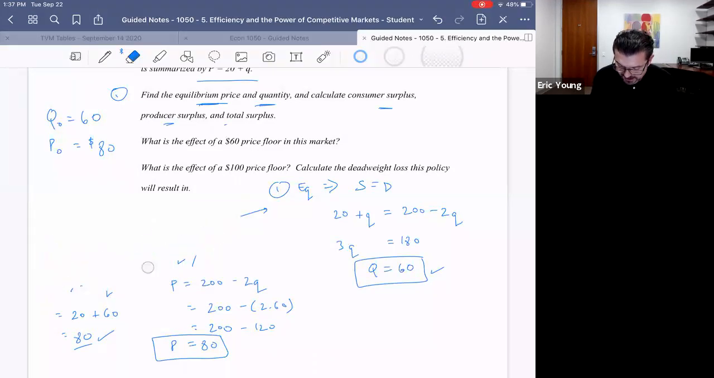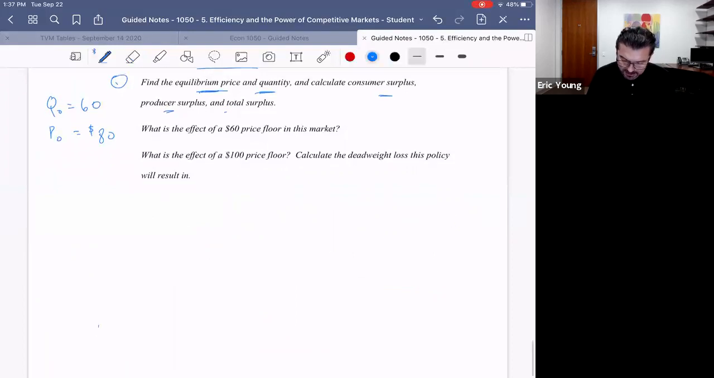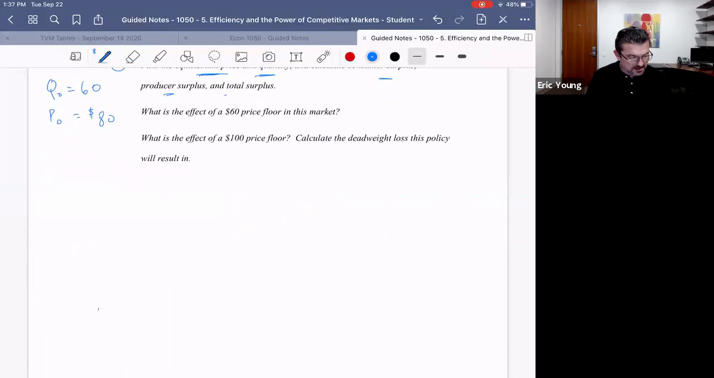What you would want to do next would be draw a simple supply and demand graph, okay? So let's do that next. Make some space, get it clean, and we know that Q0 is 60. We know that P0 is 80. Now, let's draw P0 and Q.